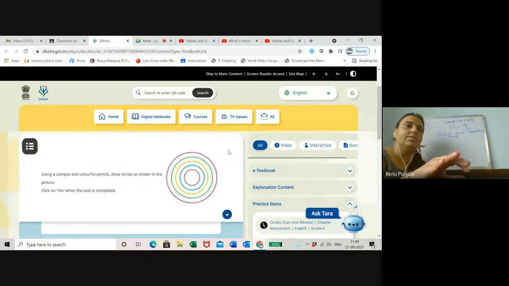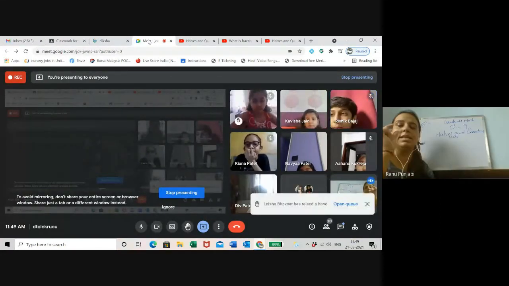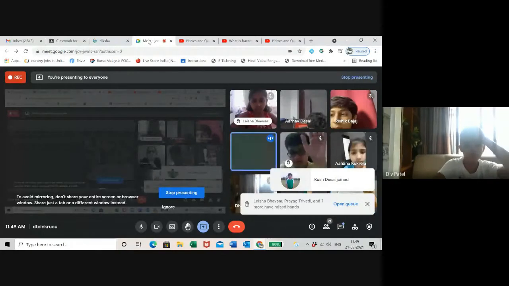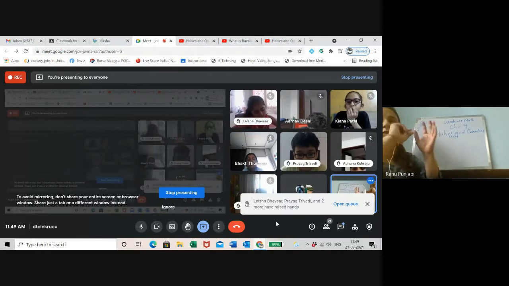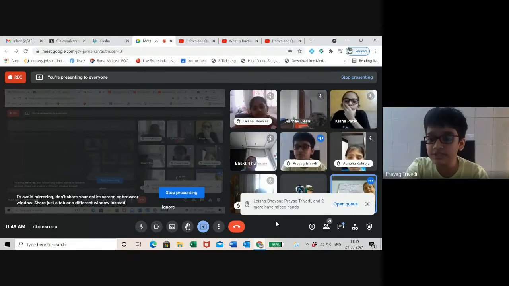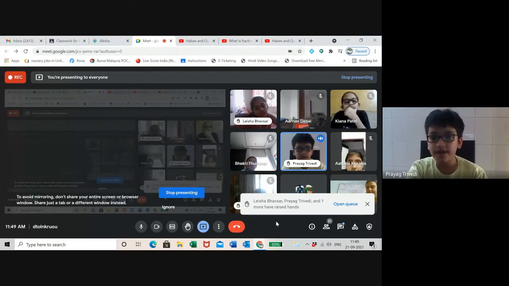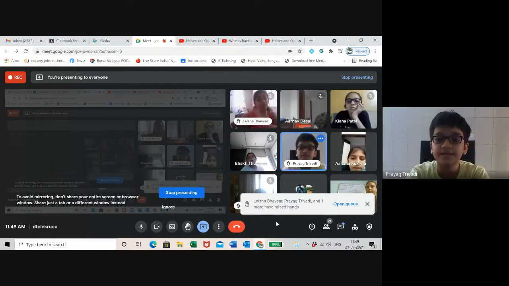Here they are also telling you to use a compass and colorful pencils and draw circles in this way. Can you give me an idea how you are going to draw this circle? With a compass. Priya, can you give me the idea how you are going to draw the circles, one small circle then a bigger circle? What is the first basic thing? First we have to use the compass and take the centimeter, like 4 centimeter, then we will trace. Then 5, then 6. Like that we will make the circles.